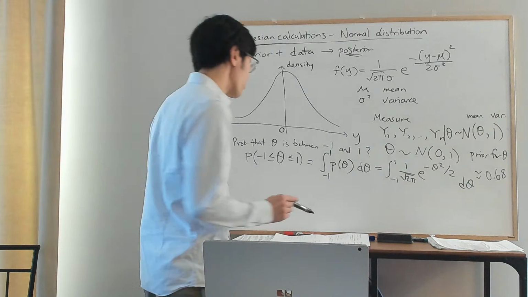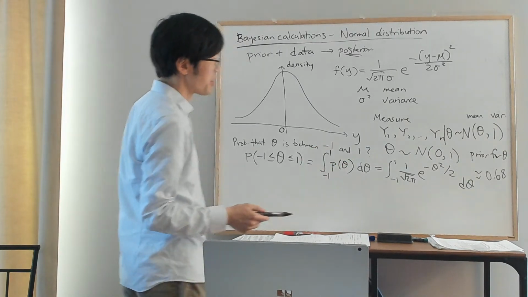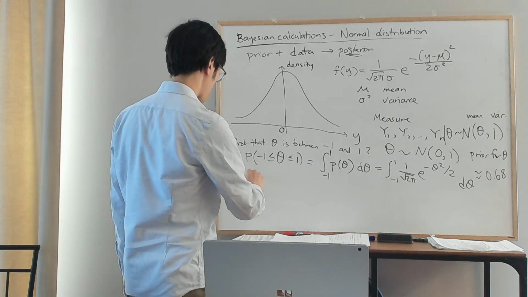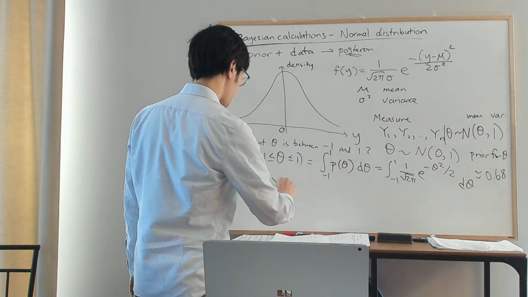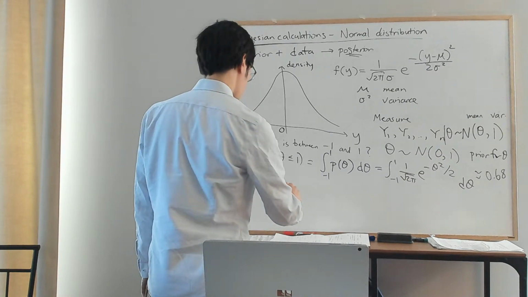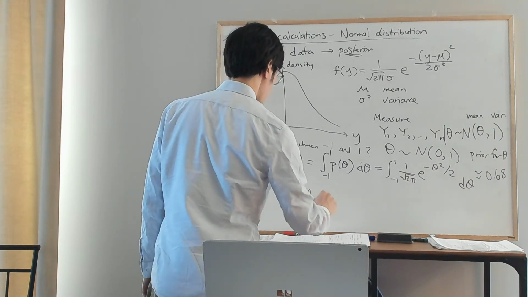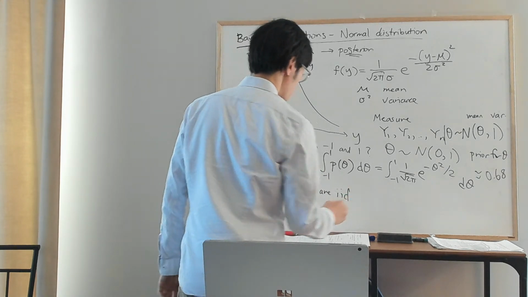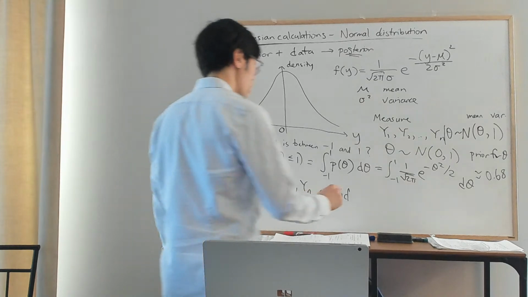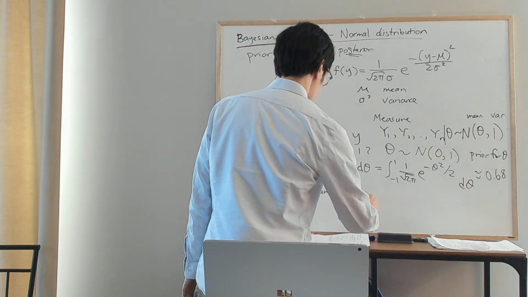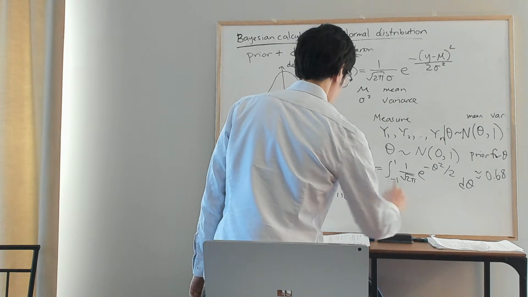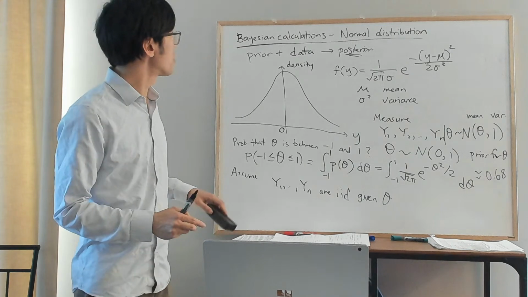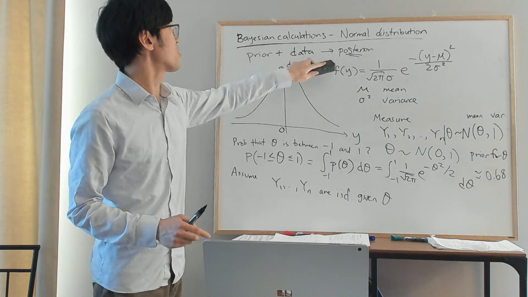Let's use our famous acronym, IID. Let's assume all these y's, up to yn, are independent. So that's the first I, and then they have the same distribution, identically distributed, given the parameter theta. Okay, so let's carry out this mathematically now.